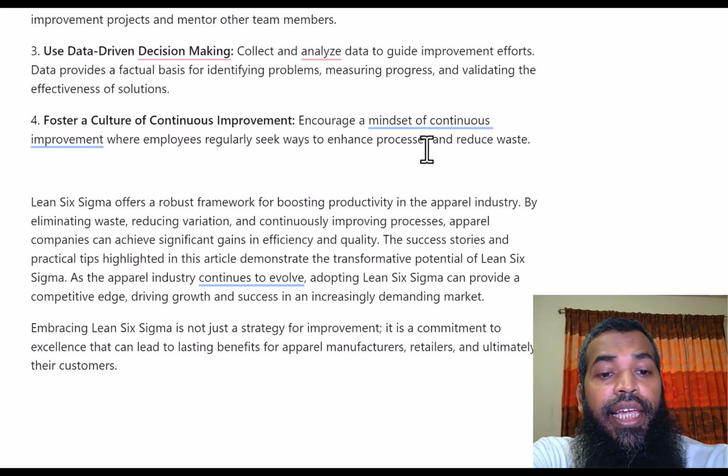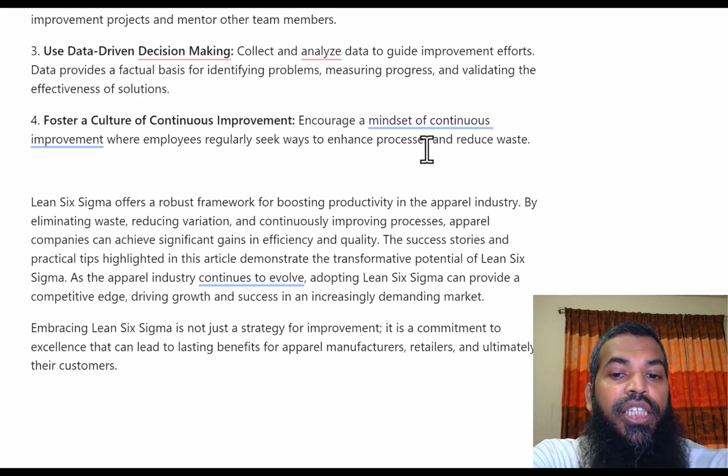So embracing Lean Six Sigma is not just a strategy for improvement, it is a commitment to excellence that can lead to lasting benefits for apparel manufacturers, retailers, and ultimately their customers.